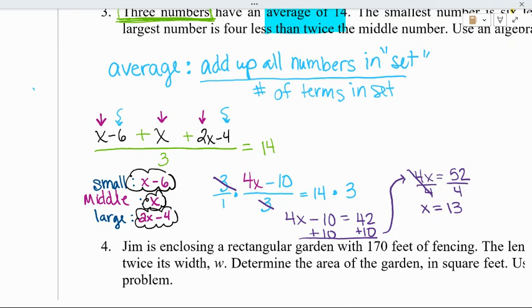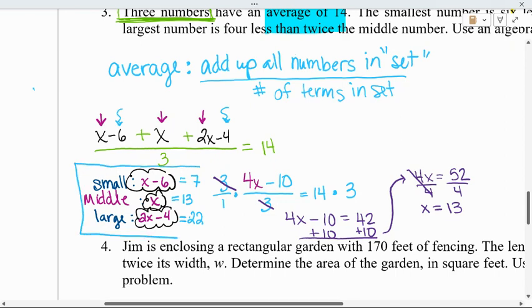Okay. So let's look at what our numbers are. That 13 represents the middle number. So the middle number is 13. What is the smallest number? What is x minus 6, or 13 minus 6? It's 7. So the small number is 7. And what is our large number? 22. 2 times 13 is 26, minus 4 is 22. So these are the three numbers that we added together.